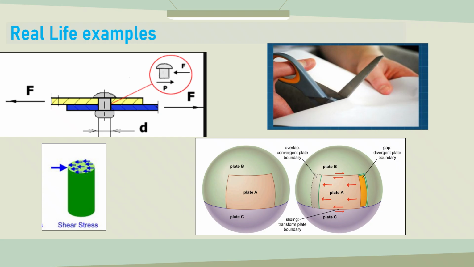Tectonic plate boundaries are the largest real-life example of shear. When two plates, at transform faults, slide past each other, shear stress builds up until the rock shears and causes an earthquake.